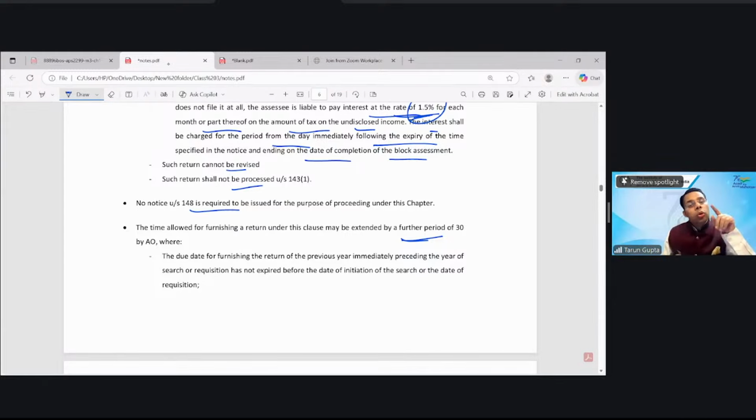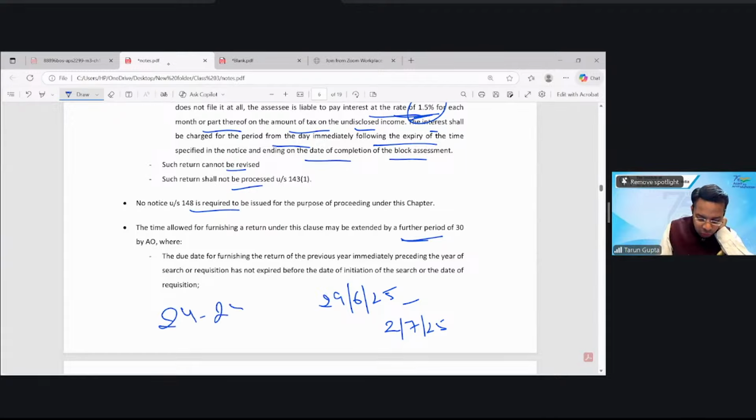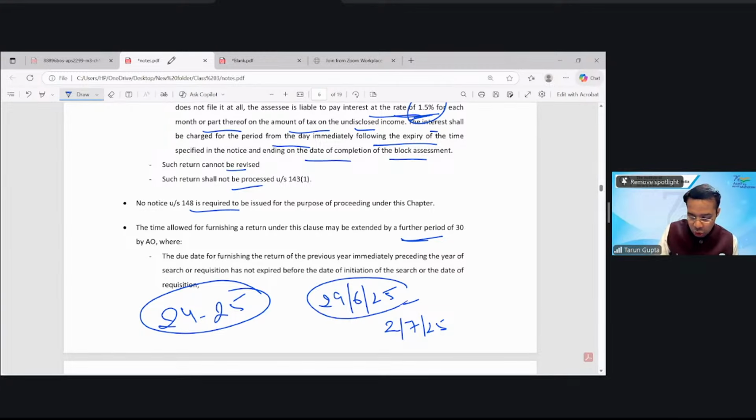See, assuming the search happened on 29th June 25 and concluded on 2nd July 25, in our example. Now, the block period also includes the financial year 24-25, right? So for the financial year 24-25, on the date of initiation of search, assuming I am liable for tax audit, and the due date for furnishing the tax audit report is 30th September, we all know. And on the date of initiation of search, which is 29th June, the tax audit has not yet been completed.